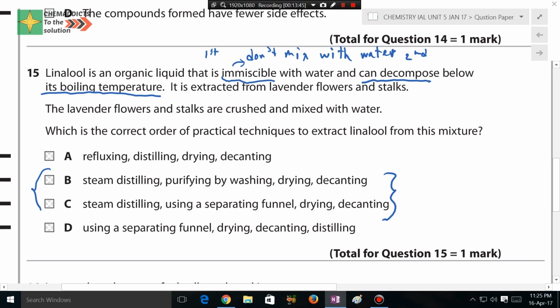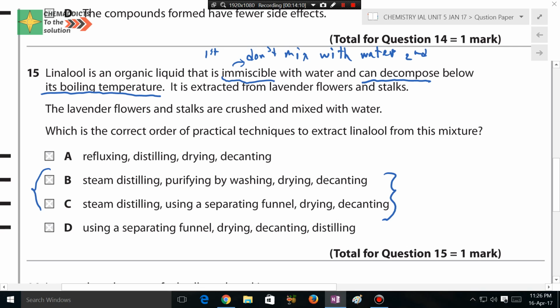Okay, and we're gonna use refluxing when volatile reactants are involved. We're gonna use refluxing, distill. Okay, here, in this case, we're gonna use steam distilling.